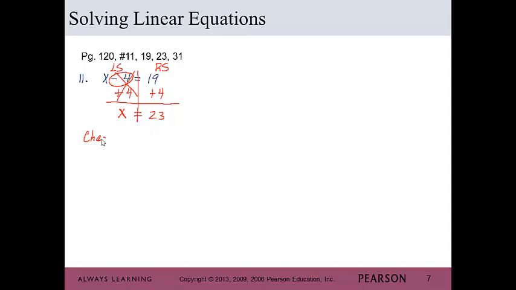Now let's check our solution by taking the answer and plugging it back in. 23 minus 4, does that equal 19? Well, 23 minus 4 is 19, so 19 equals 19, and it's true.